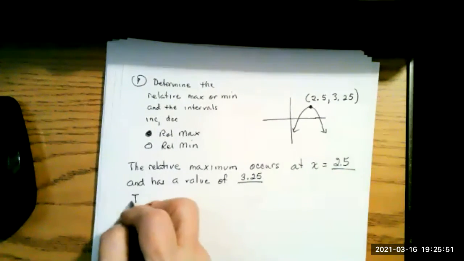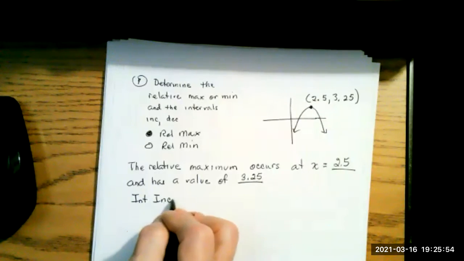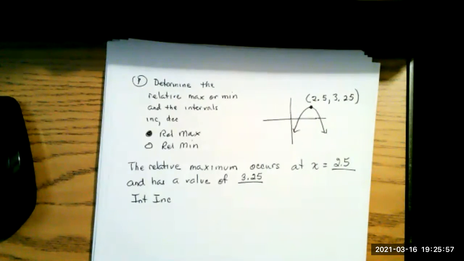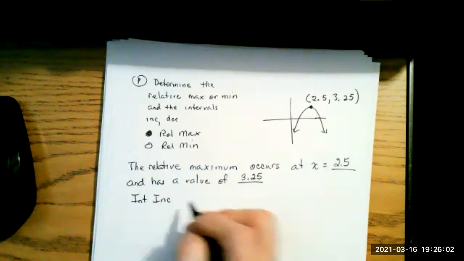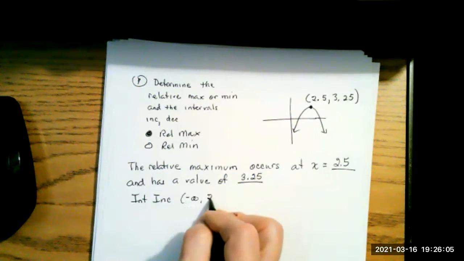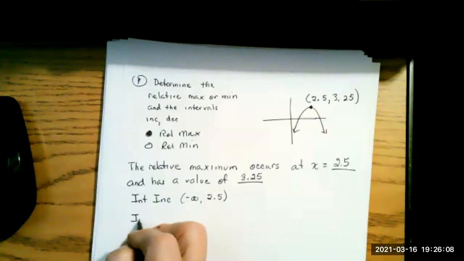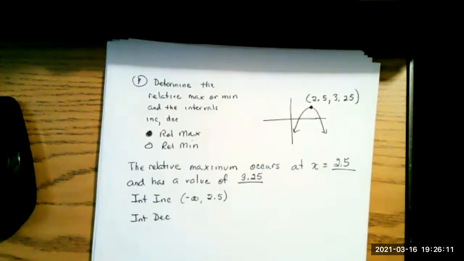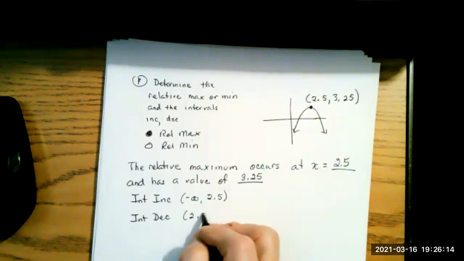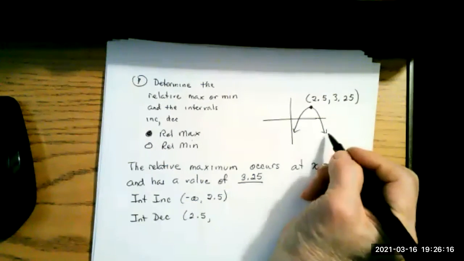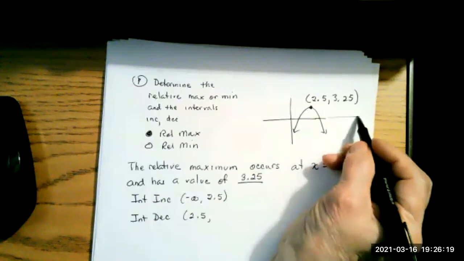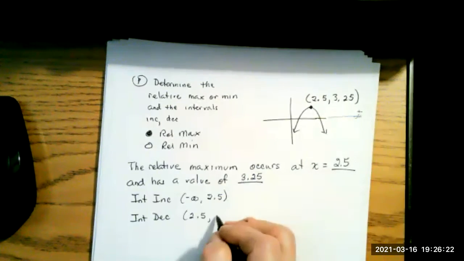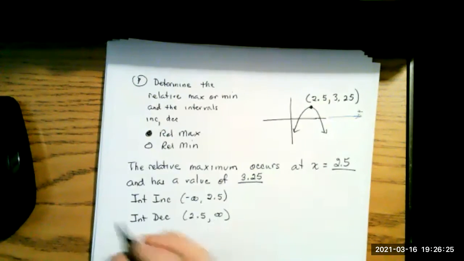Then it says interval increasing. Can anybody tell me what the interval increasing is? Negative infinity to positive 2.5. Very good. How about intervals decreasing? 2.5 to negative infinity. You think it's negative because it's going down, but remember the x values going this way are positive x values. So that's positive infinity. This one right here is sneaky.